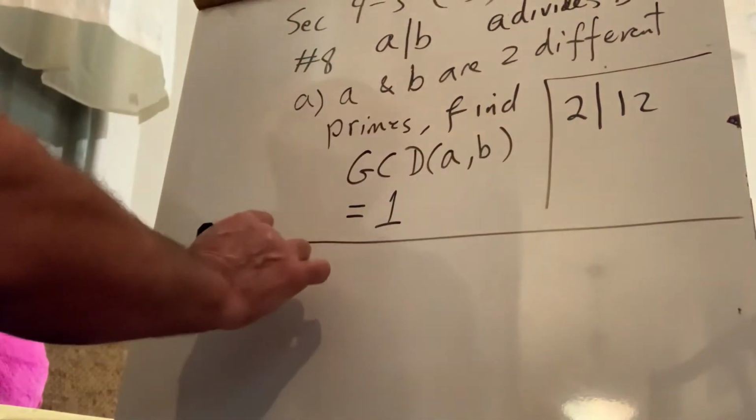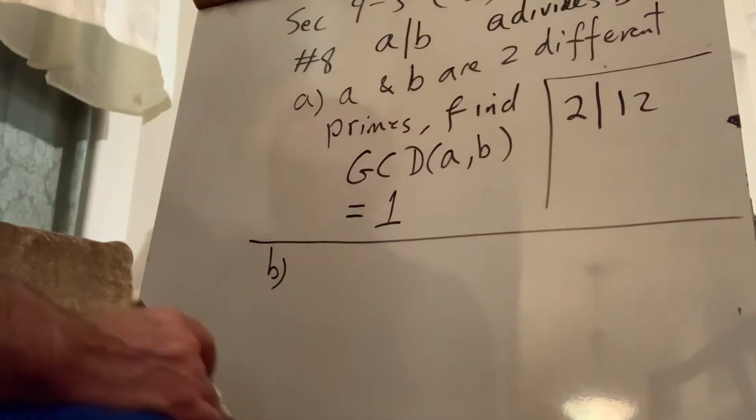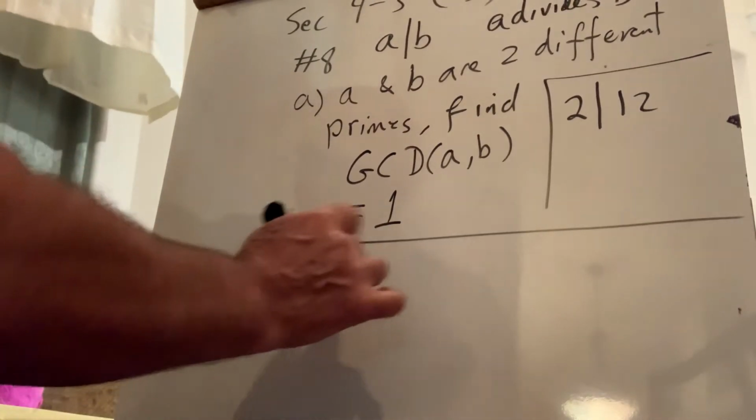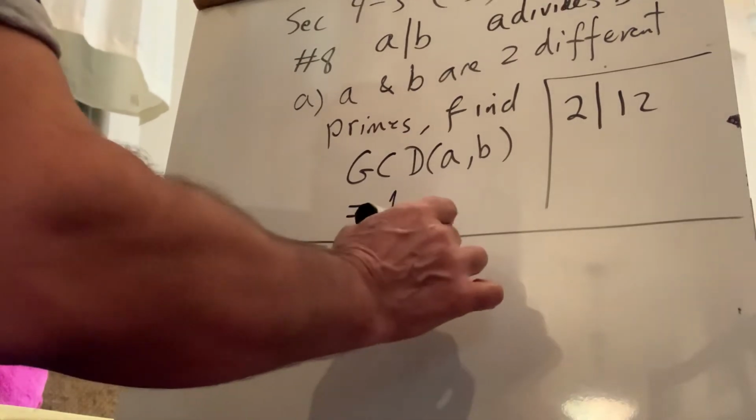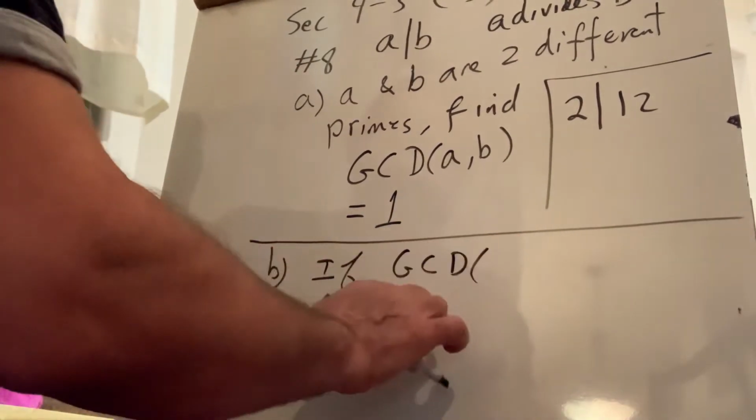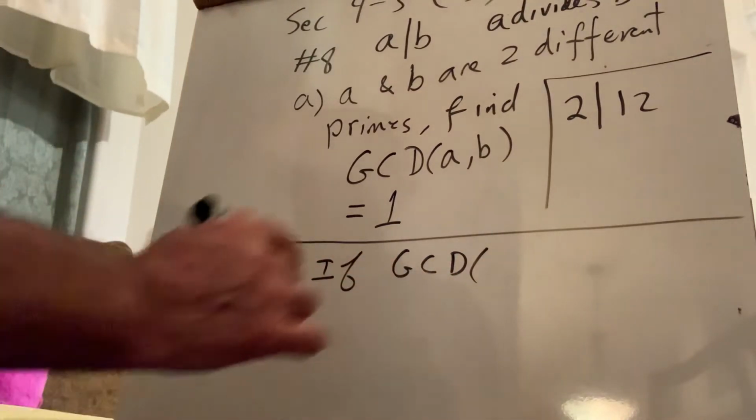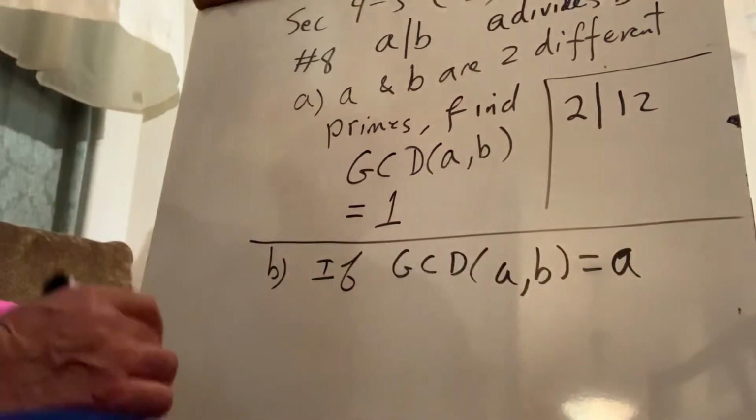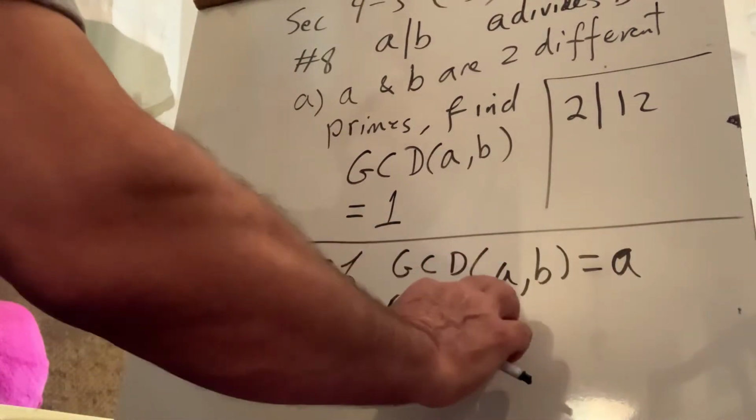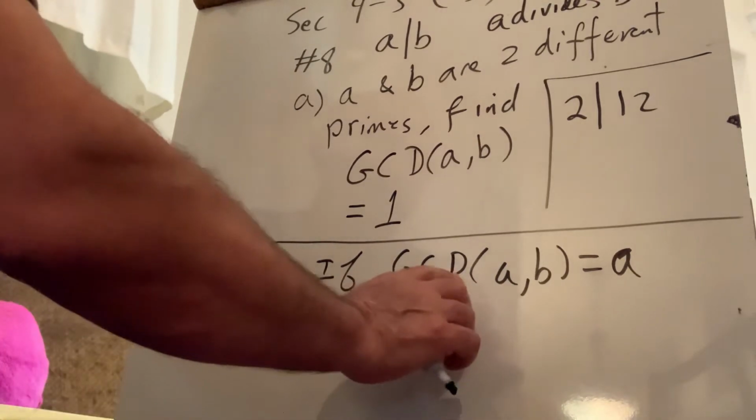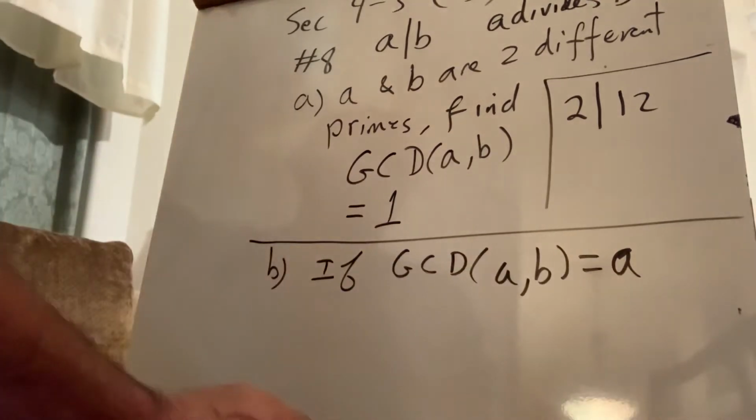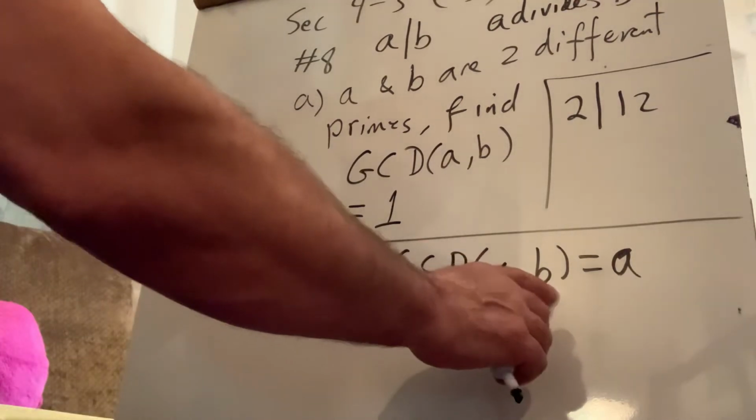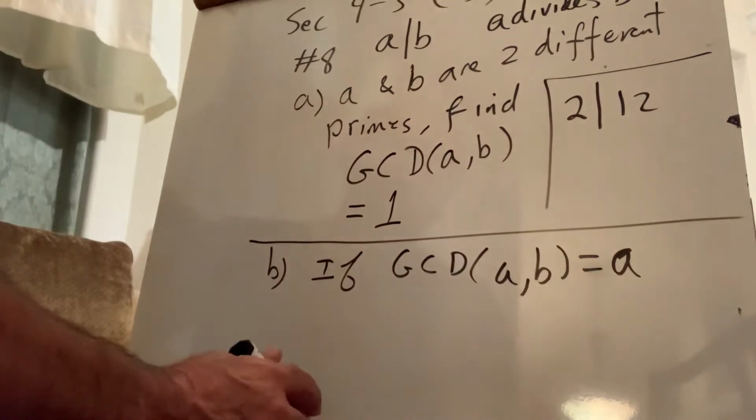Now part B. It says, what is the relationship between A and B if, this time, the greatest common divisor, again the same thing as greatest common factor, of A and B is A? In other words, he wants to know what we can say about the relationship between A and B if the greatest common divisor of A and B is A. Of course, in this case, A must divide B. In other words, A must be a factor of B for that greatest common divisor to be A itself.